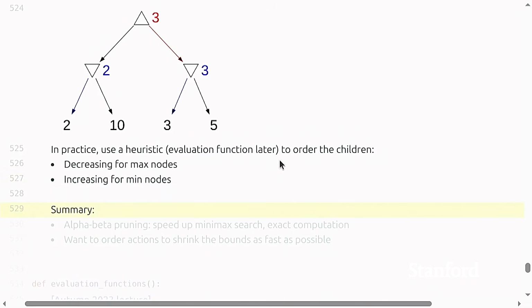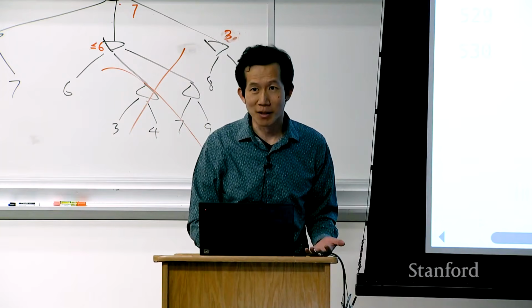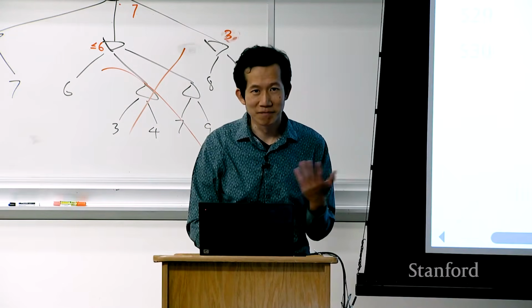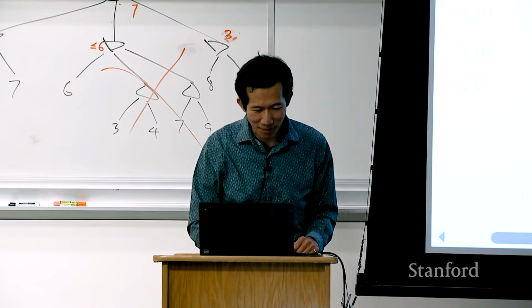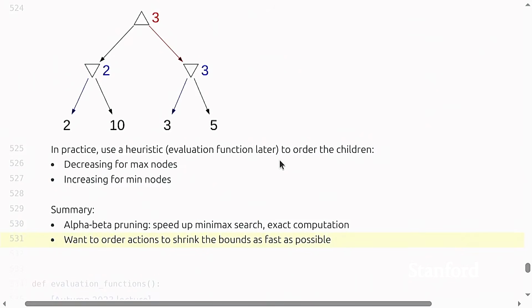Okay, so to summarize, alpha beta pruning, we speed up minimax search. It's exact. And how much compute you save is going to depend on your ordering and your problem. In general, it's still going to be exponential time. So it's not like we've solved P equals NP. And the intuition is that you want to order your actions to shrink the bounds as fast as possible.